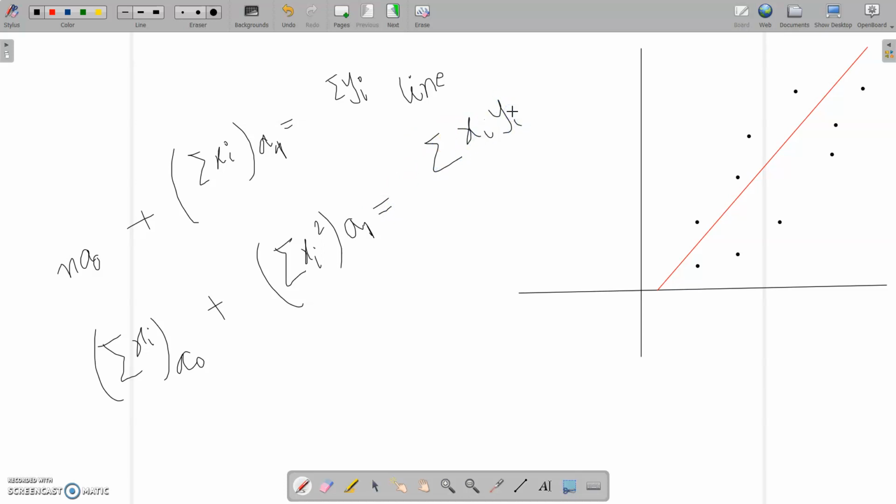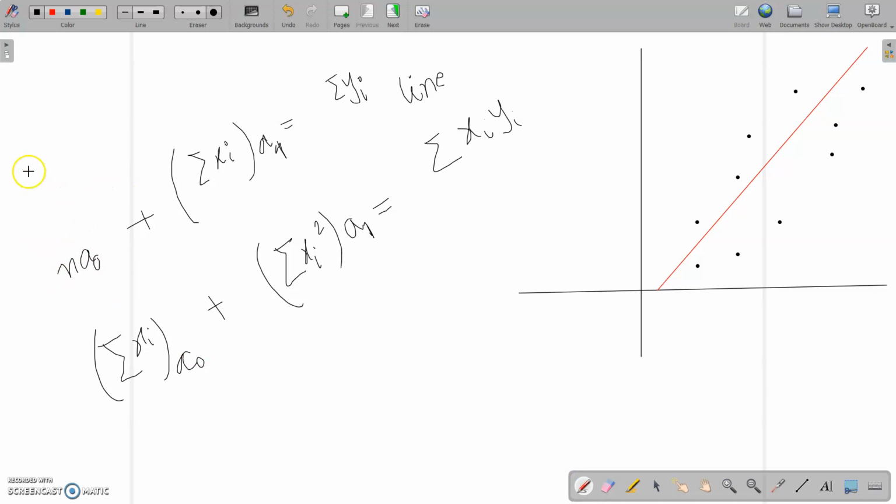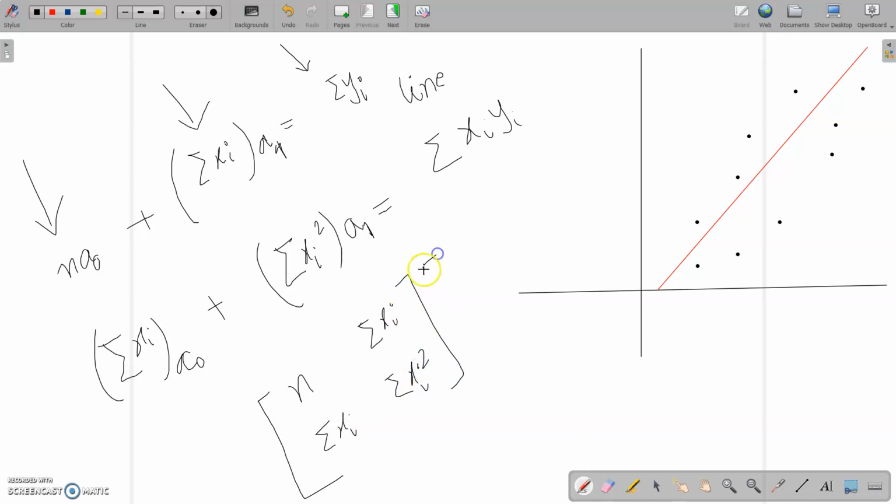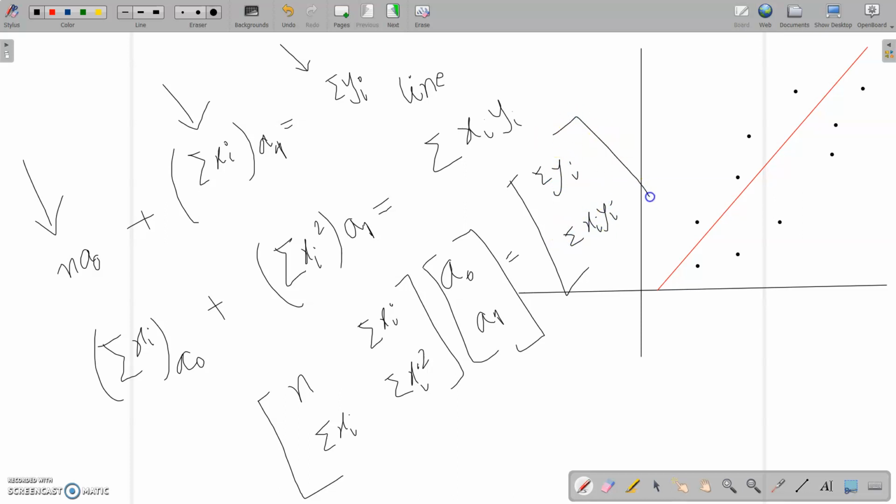From the representation, you can see that we can easily take it in a matrix form. We put a matrix like this: n, summation of xi, summation of xi, and summation of xi square. Then we have a naught, the first term, and a1, the second term, equals summation of yi and summation of xi and yi. So this is a matrix.